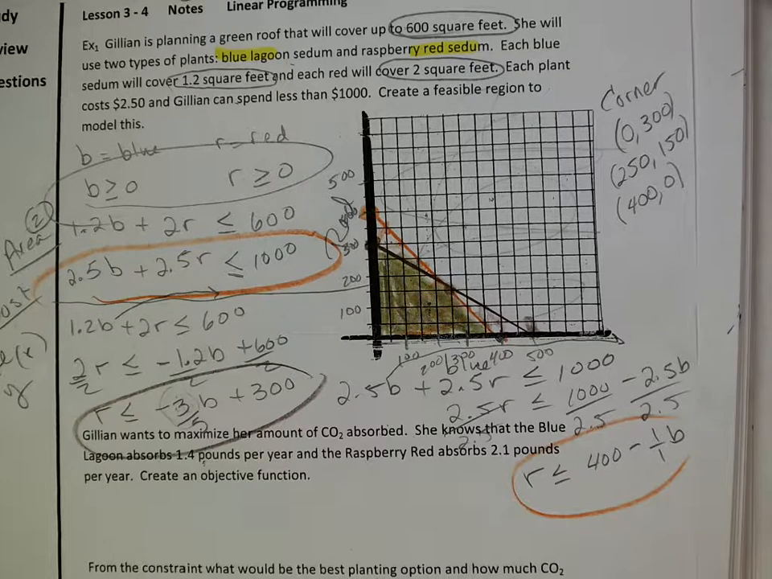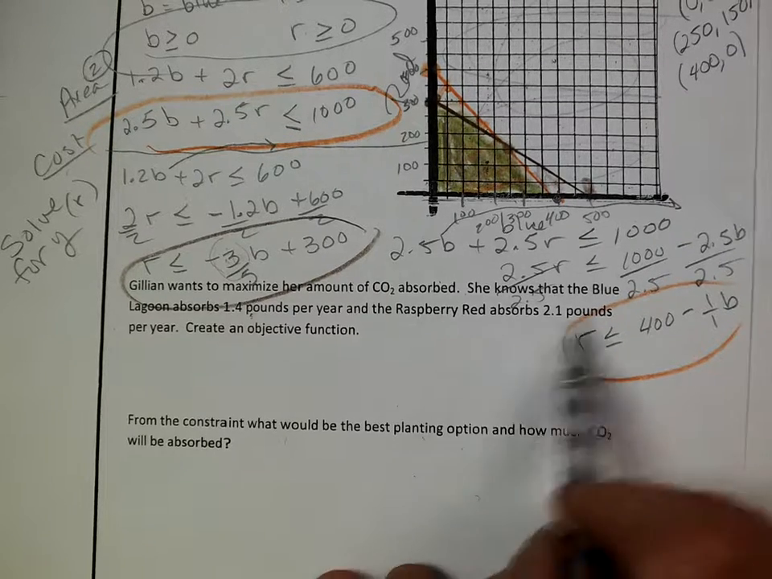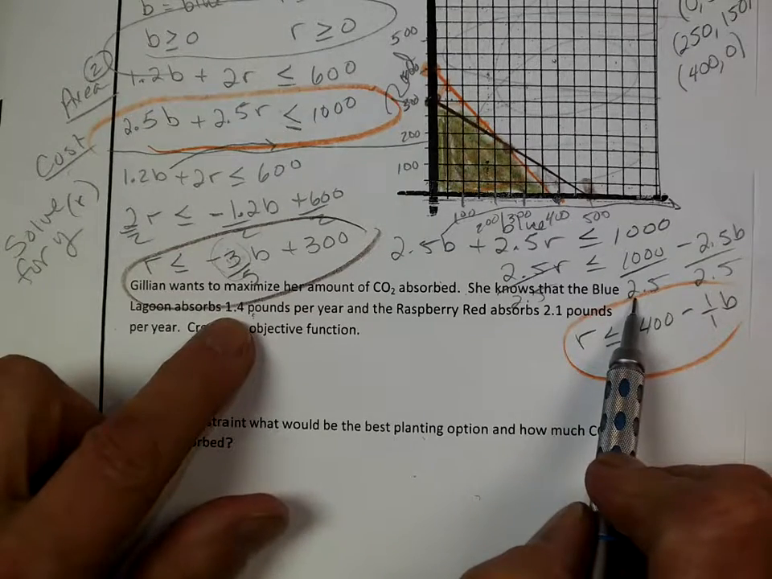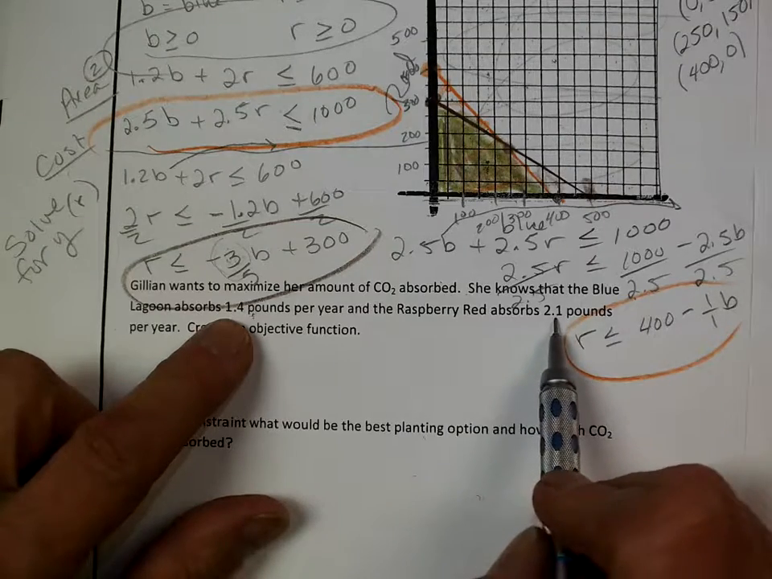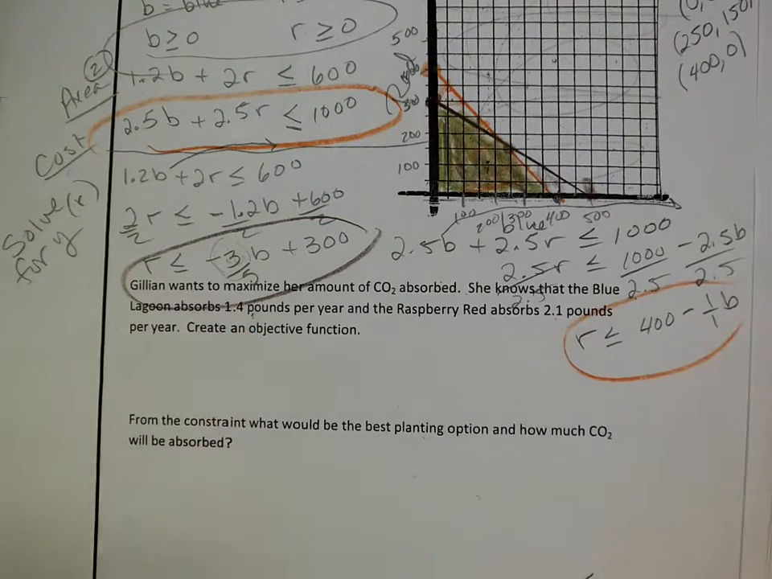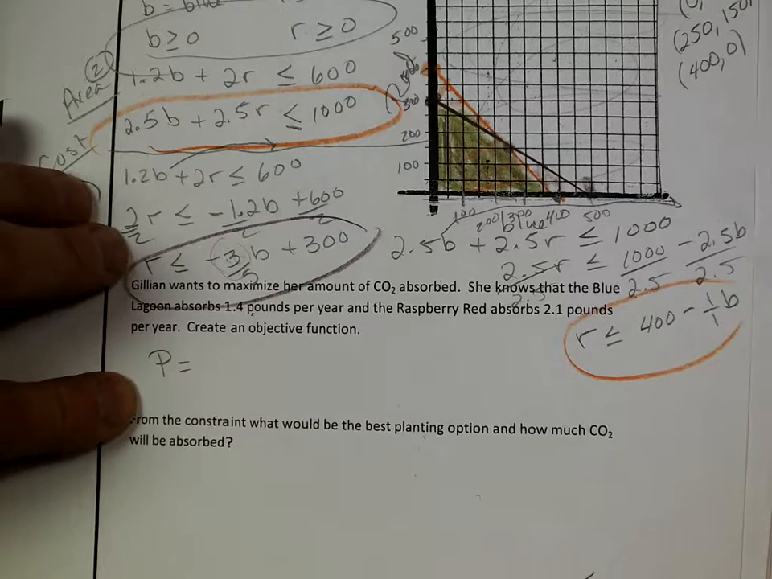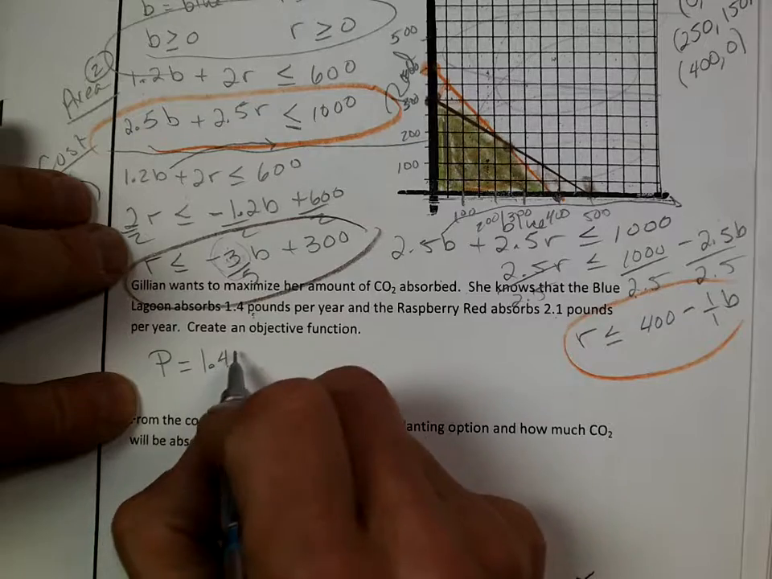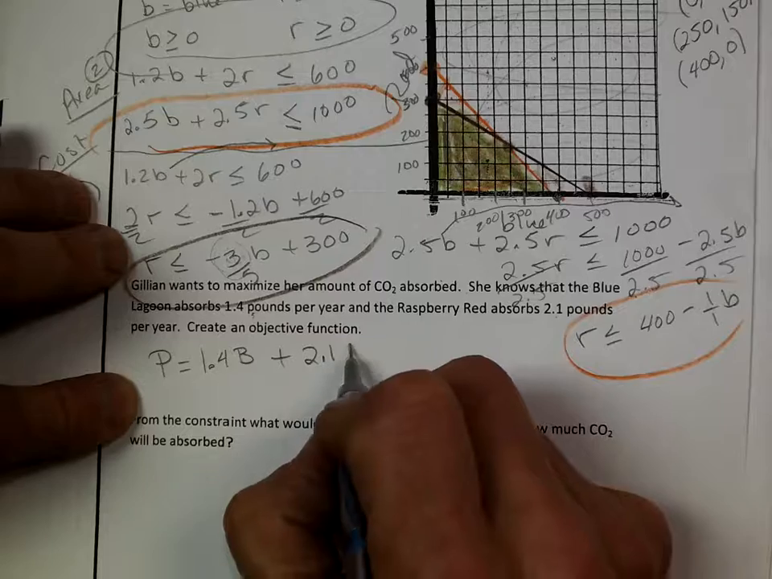So what's our objective? Well, let's read on. Because you asked, what's the objective function? So Jillian wants to maximize her amount of CO2. She's worried about the environment, right? So she did a little research, and she knows that the blue will absorb 1.4 pounds per year of CO2, and the raspberry will do 2.1 pounds per year. So here's my objective function. We use P, and we'll go 1.4 blue plus 2.1 red, okay?